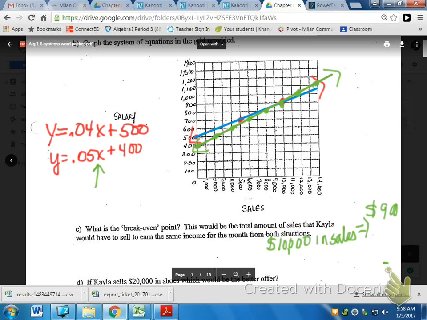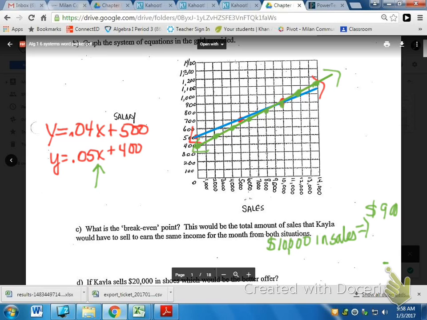So, leading up to the break-even point, which method was the best? The first one or the second one? Leading up to the break-even point, which one brought her the most money, Josh? The first option. The first option, where she got $500.